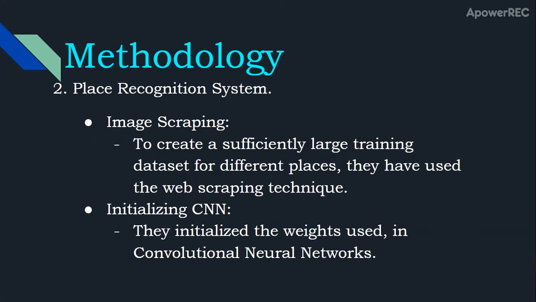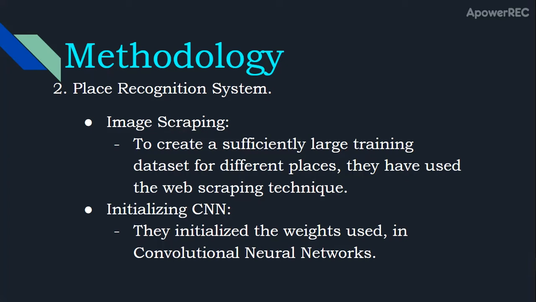The next procedure is the place recognition system. What happens here? The first part is image scraping. To create a sufficiently large training dataset for different places, they have used a web scraping technique. Now, what is a web scraping technique? The first 100 images of a Google search of that particular place are scraped. In the image search page created by Google, the first 100 websites are visited and the images from those websites are downloaded and stored in individual folders.